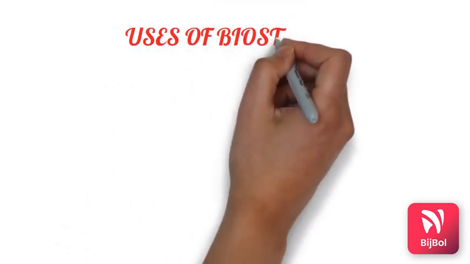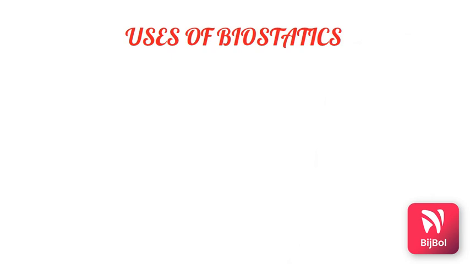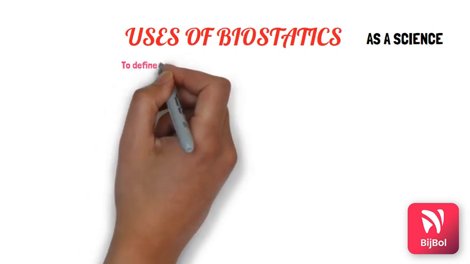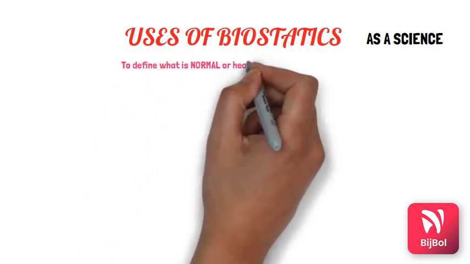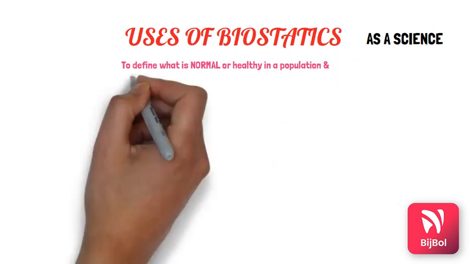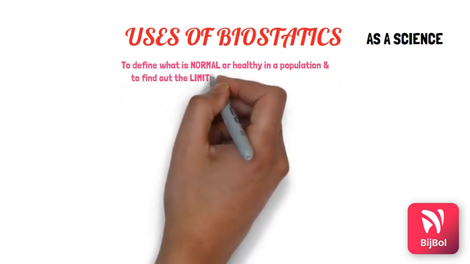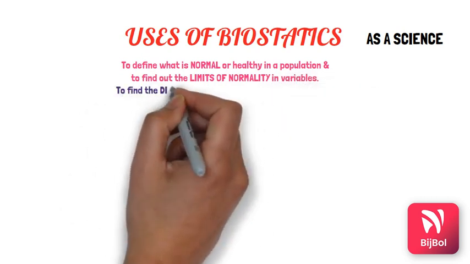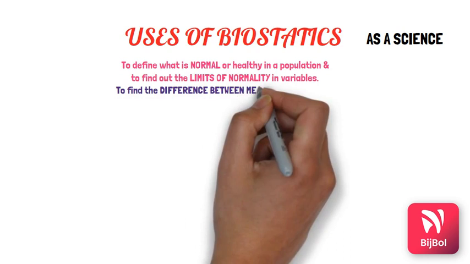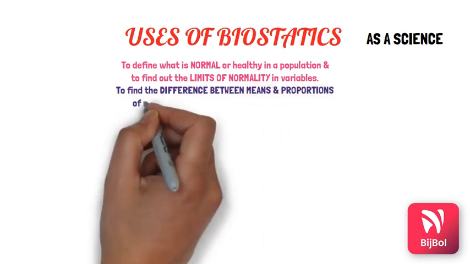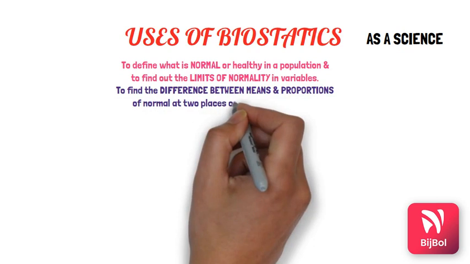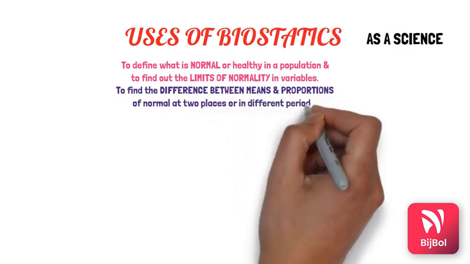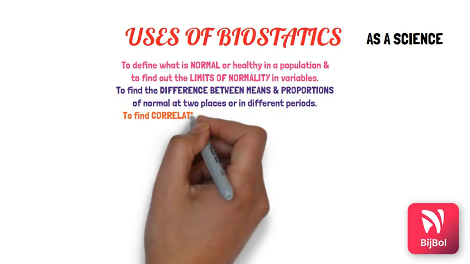Now let us see the uses of biostatistics. There are uses of biostatistics based on it being a science and based on it being a figure. The uses of biostatistics as a science are to define what is normal or healthy in a population and to find out the limits of normality in variables. That is, to give a particular bar saying that this condition is normal and above or below it is considered abnormal, and to find the difference between means and proportions of normal at two places or in two different periods. To find correlation between two variables x and y, such as height and weight.